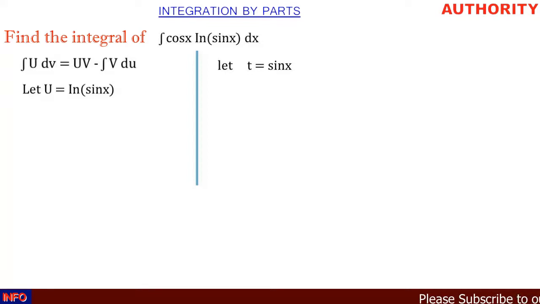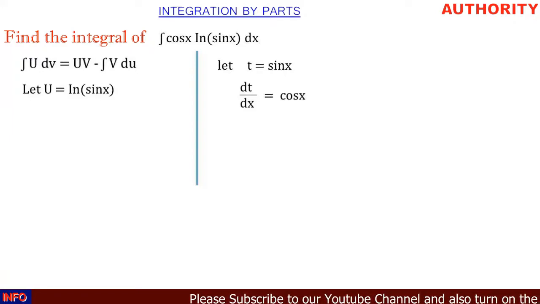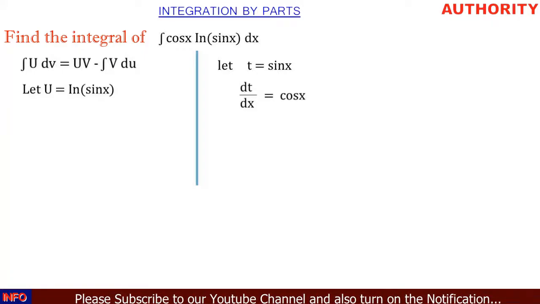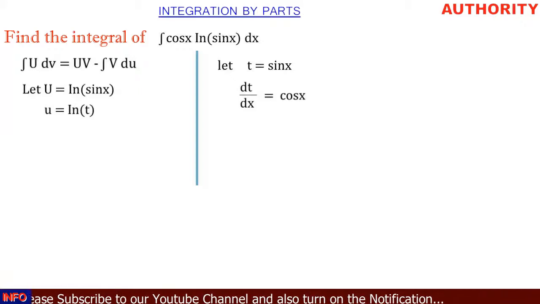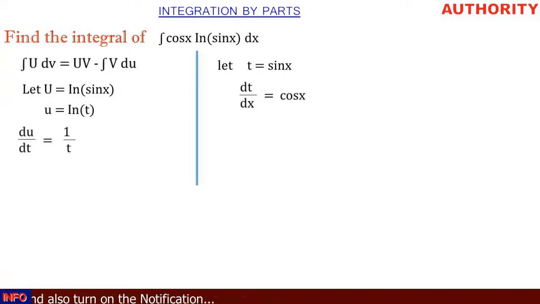Now, we said let t equal to sin x. Let's differentiate this t with respect to x. That means we're going to have dt over dx is equal to the differentiation of sin x, which gives us cos x. In our function u, we have u is equal to ln t, right? Let's differentiate u with respect to t. So we have du over dt, and the differentiation of ln t is going to give us 1 over t.